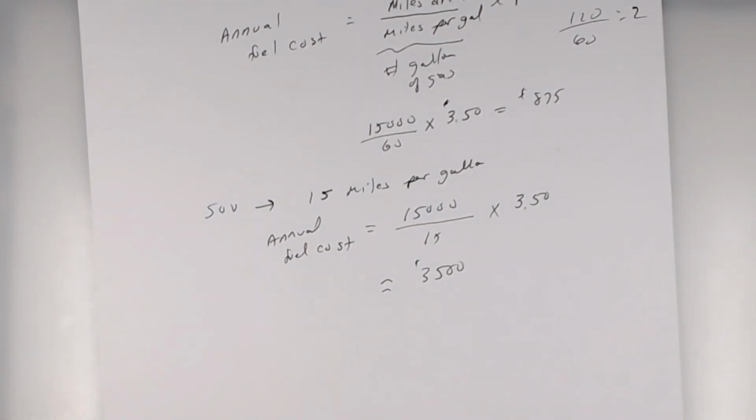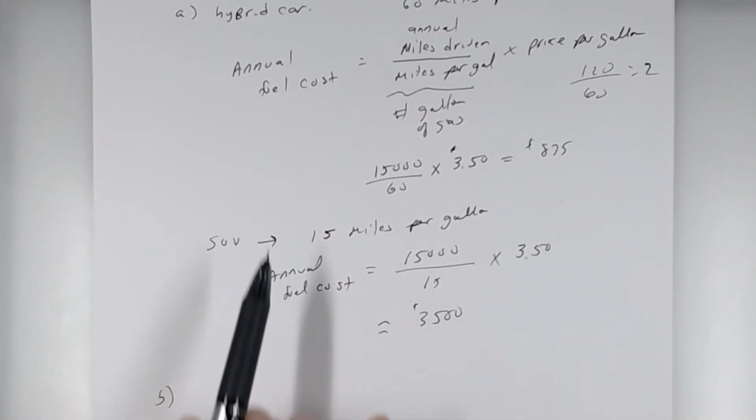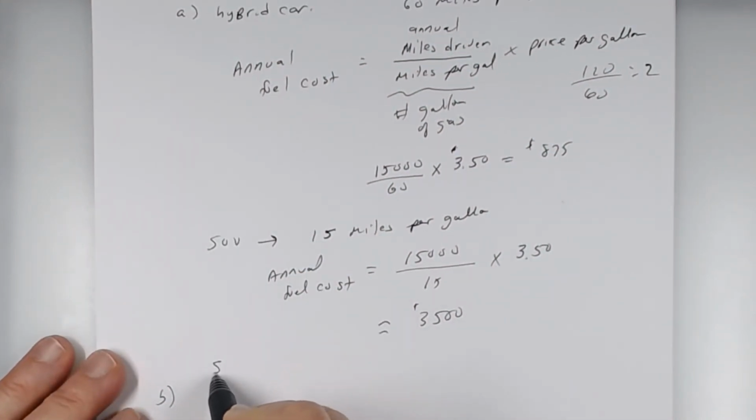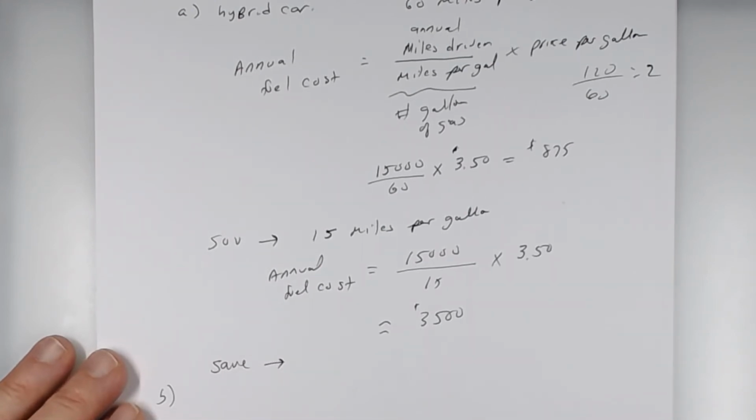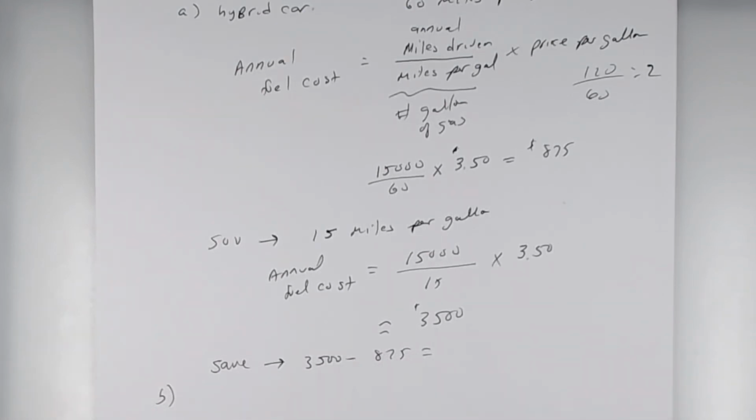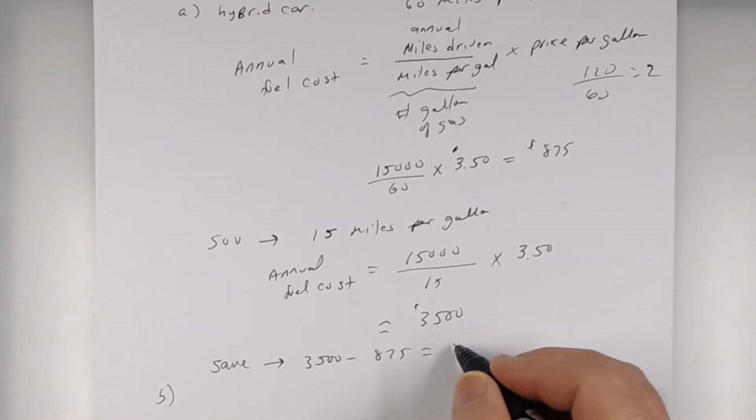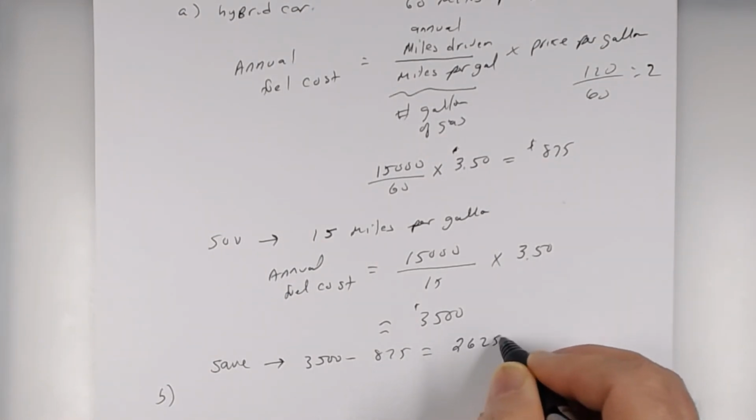Okay, now listen carefully. There's a formula I'm going to have to tell you about for part B. So this is kind of new. Oh, we didn't finish answering the question, did we? How much money was saved by driving a hybrid rather than a SUV? How do you find out what the savings is? You subtract. So 3,500 minus 875, what does that equal? 2,625. Okay, is that what y'all got?